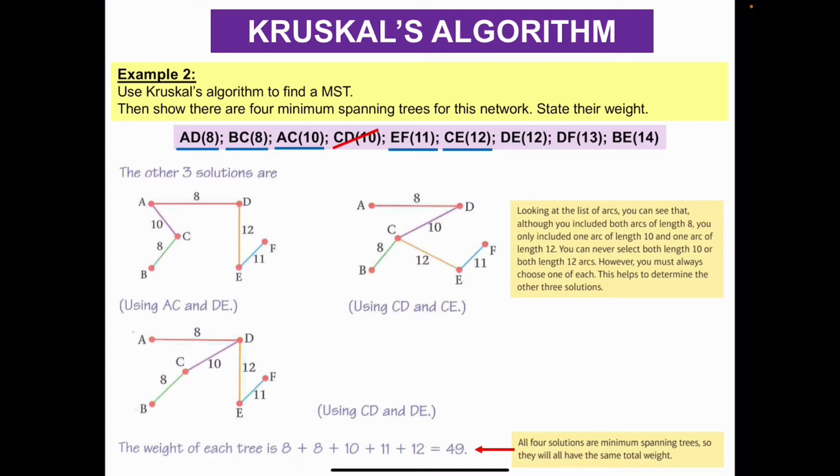So the 3 other solutions are offered here, and as for their weight, they always have to be the same. Even if the minimum spanning tree is not unique, the weight of that minimum spanning tree must always be the same. Because I am using the edges of the same weight, when I add them, obviously I have to get the same sum, and that sum is the minimum possible.